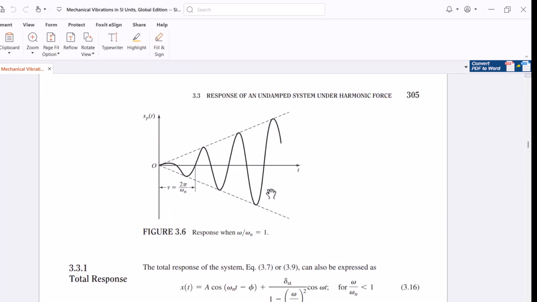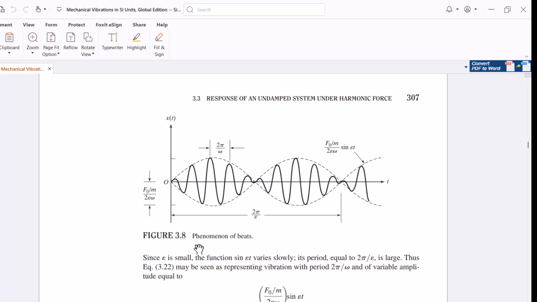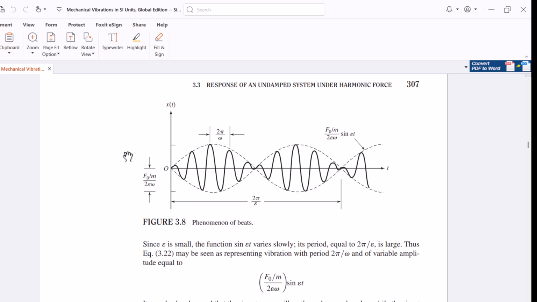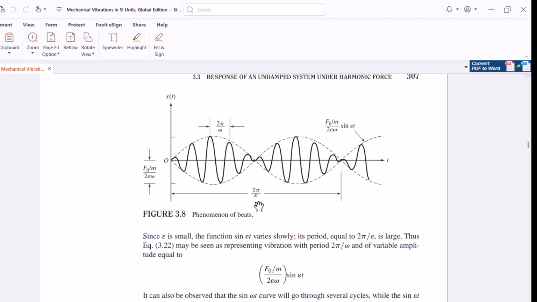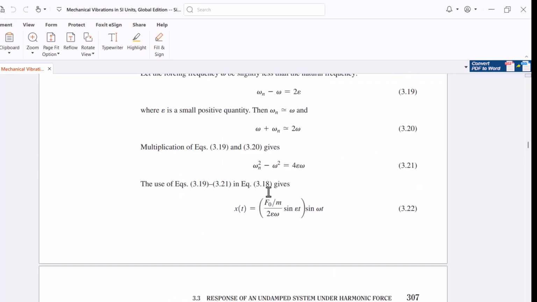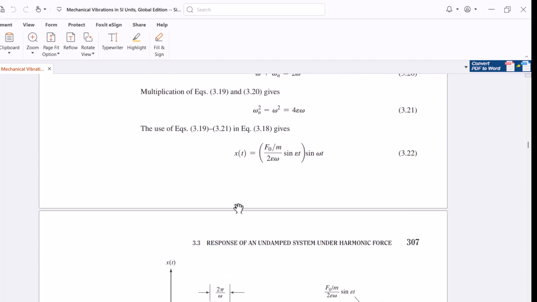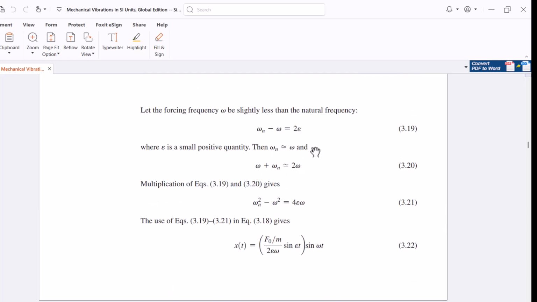And you can look up the phenomenon of beats in any vibration reference book. So this is a book by Professor Rao. It is called Mechanical Vibration in SI Units. And this is what happens when omega and omega n are close to each other, but not exactly the same.